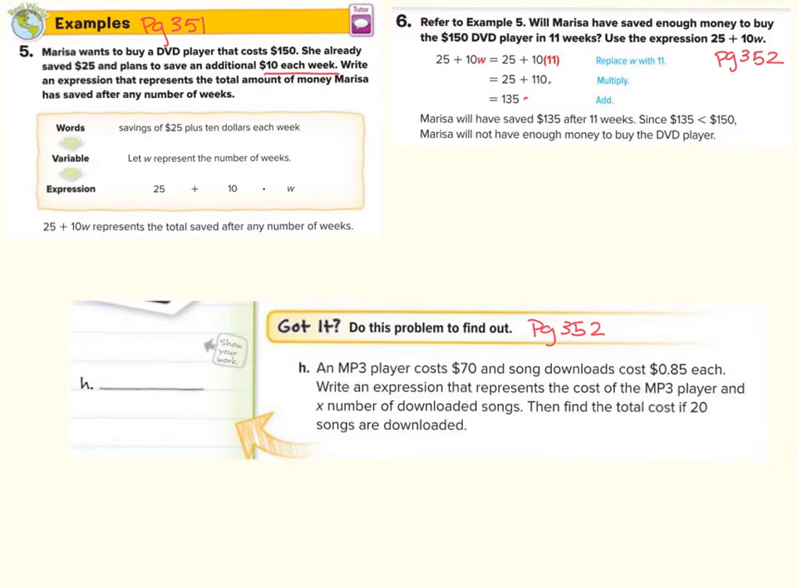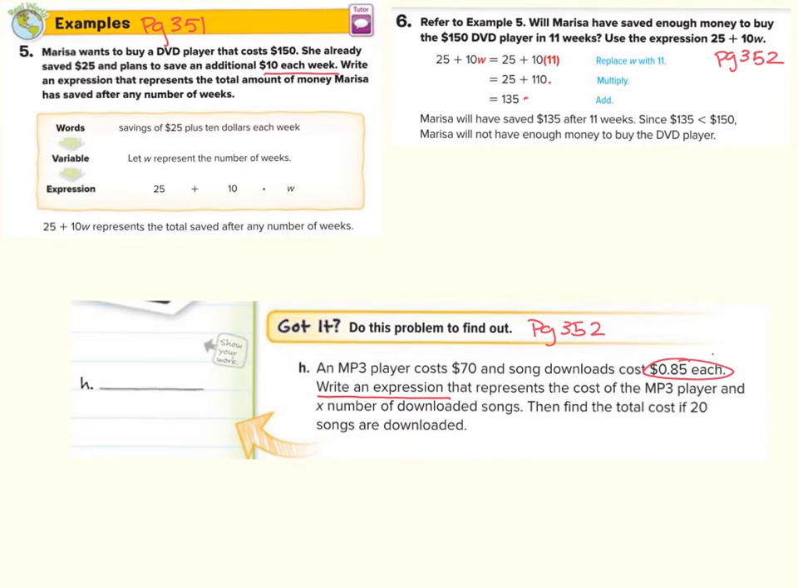So let's go down to the got it question on page 352. Let's do this together. An MP3 player costs $70 and song downloads cost $0.85 each. Write an expression that represents the cost of the MP3 player and X number of downloaded songs. Then find the total cost if 20 songs were downloaded. So in order to correctly do what they're asking, the first thing we're going to do is write the expression. The last thing is to find the total cost when we actually substitute. So here, which number, the $70 or the 85 cents, is going to be the multiplication part?